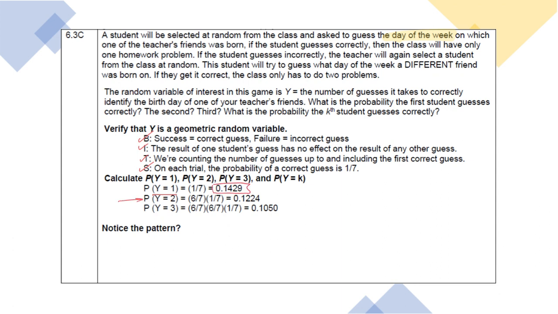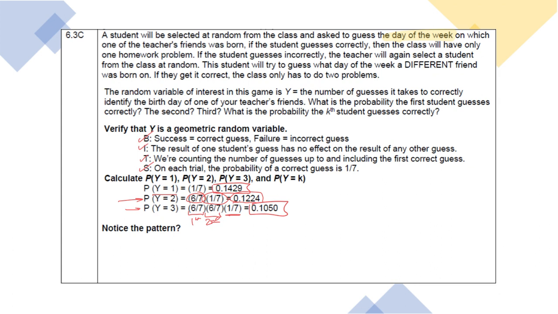The probability they get it on the second guess, well, there's 6 out of 7, that's the probability of guessing wrong on the first attempt. And then the second attempt is success, and that's 1 out of 7. So here we have our probability there. What's the probability that they get it on the third guess? So here are the first and second guesses. They're wrong. So they have a 6 out of 7 chance to be wrong on the first one, same with the second one. And then here's your success.